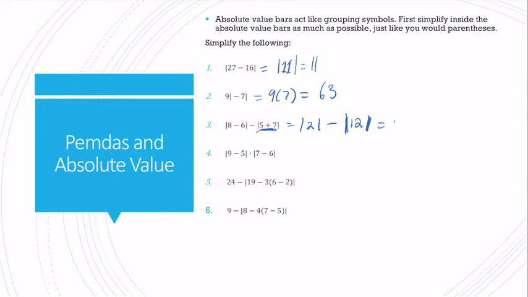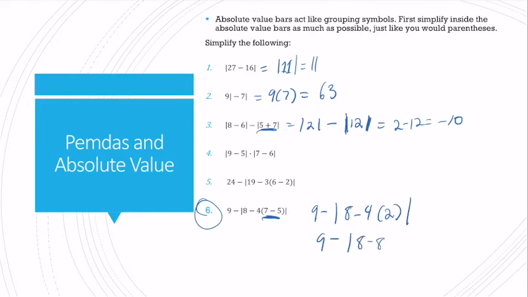I'm going to go down here and do one more little complicated example. I've got 9 minus the absolute value of 8 minus 4 times 7 minus 5. So I've got 8 minus 4. I want to do this parenthesis first. 7 minus 5 is 2. So I have 9 minus the absolute value of 8 minus 8. Well, the absolute value of 0 is 0, so I just have 9 as my final answer.